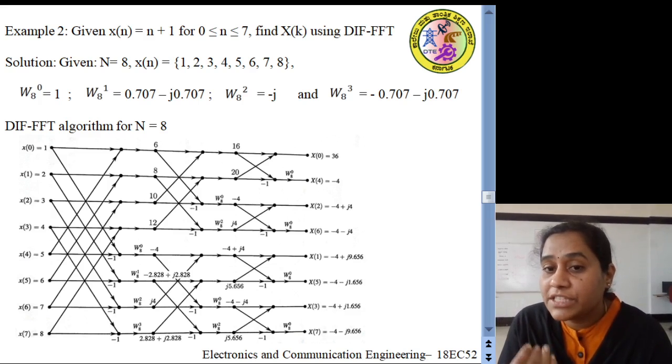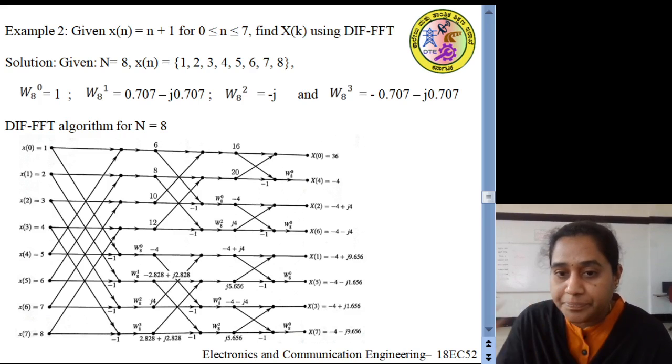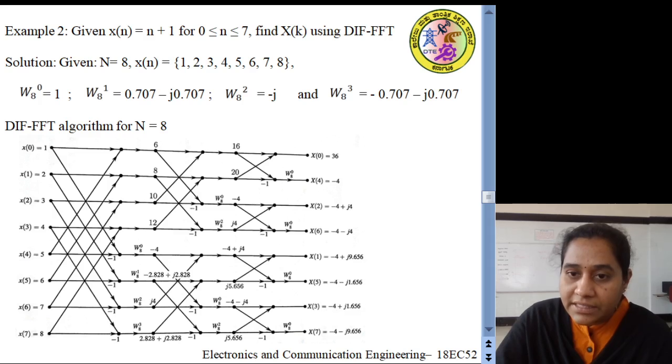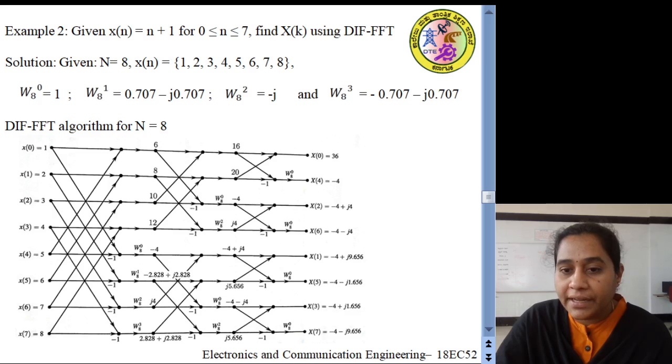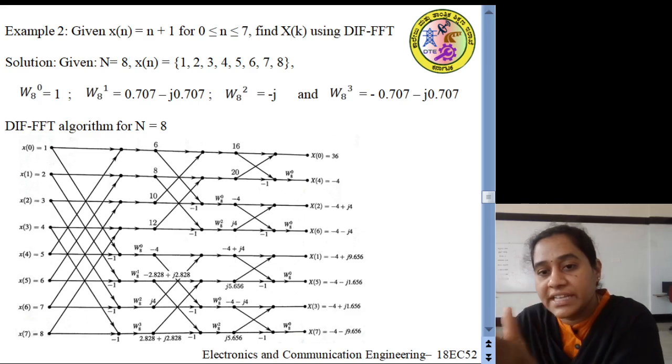Outputs from this first stage are 6, 8, 10, 12, minus 4, minus 2.828 plus j 2.828, j4, 2.828 plus j 2.828. So these are the outputs from the first stage that we are taking as input to the second stage.